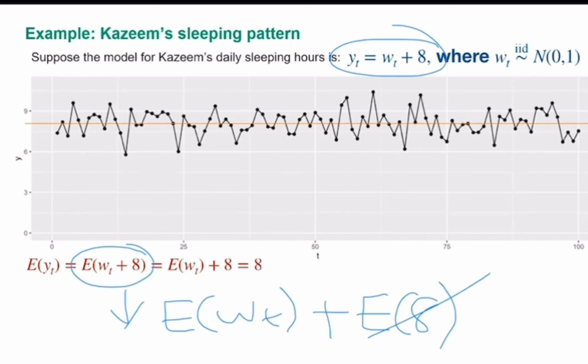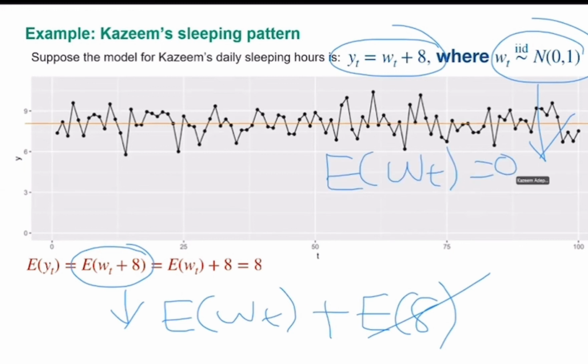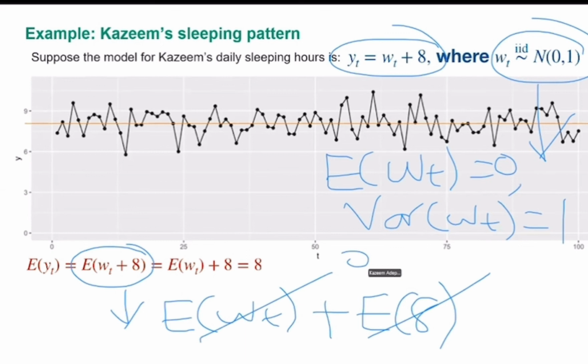So the expected value of WT now. What is the expected value of WT? WT following a normal distribution actually means the expected value of WT equals 0, and the variance of WT equals 1. So this term is going to be 0, and this is 8. So you're going to have 0 plus 8, and that is basically going to give you 8. And that was how I got this 8.